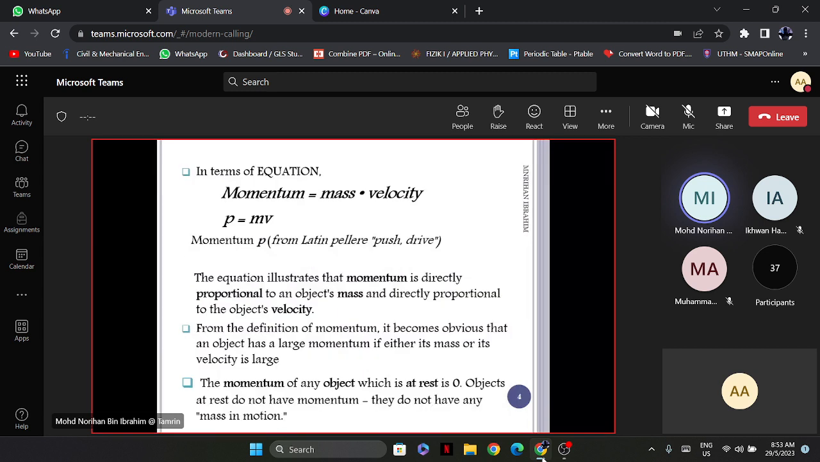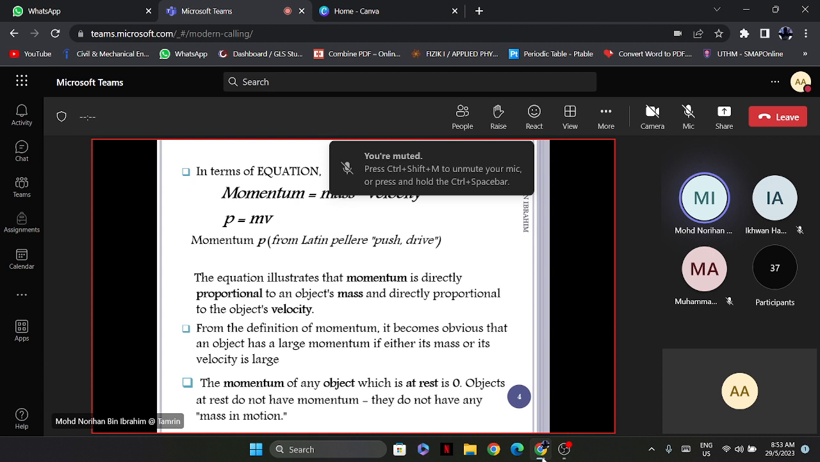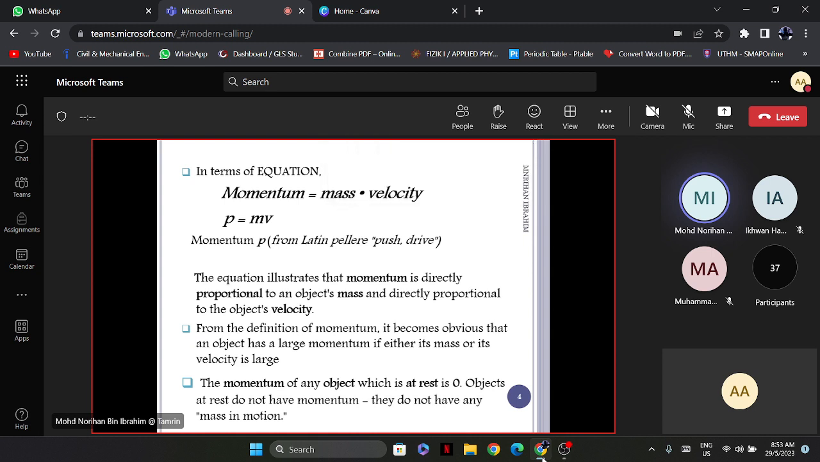So in terms of equations, the momentum is equal to mass times velocity, which can be symbolized as P. Small letter p is equal to mv. This is the common symbol for momentum, which comes from a Latin word that means push or drive. So p is equal to mv. P itself is the common symbol of momentum.